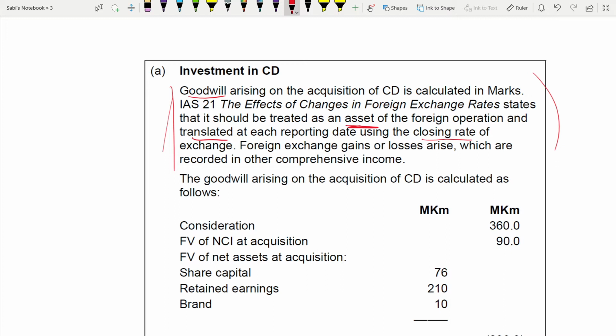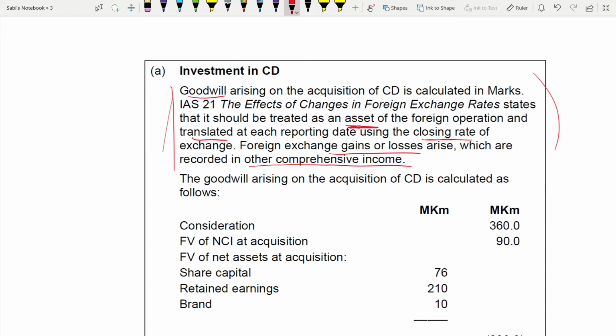And what about any gains or losses because of that translation? Because rates change every year, your goodwill will change every year. So because of that, you will have some exchange gain or loss, and that needs to be recognized under other comprehensive income. Step by step: first, identify it's an asset. Then identify that you have to translate using the closing rate. Then identify foreign exchange gain or losses under other comprehensive income.